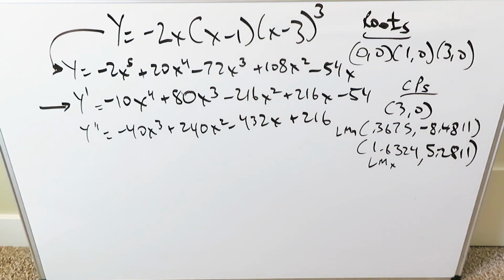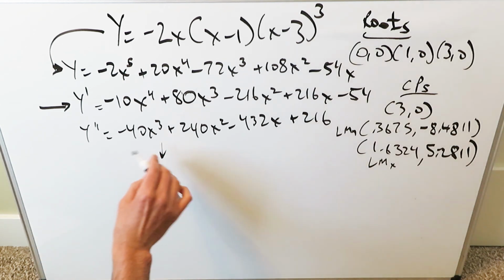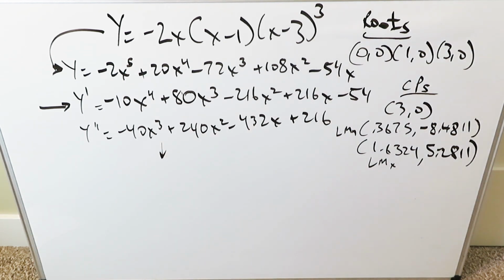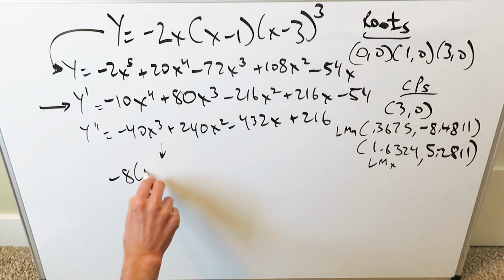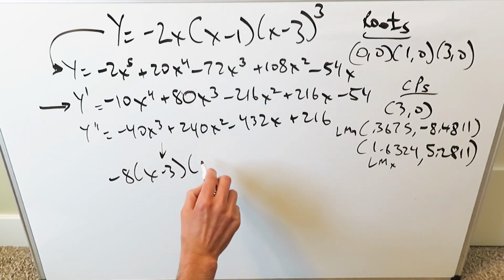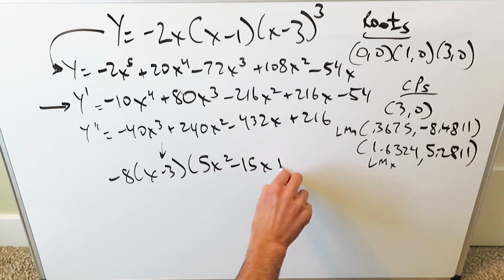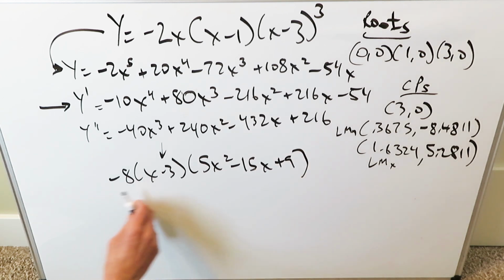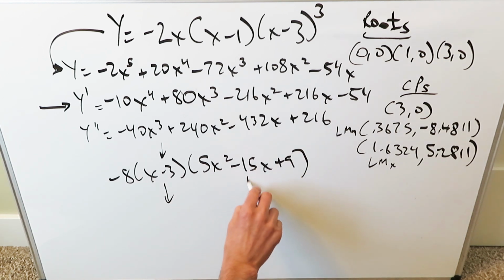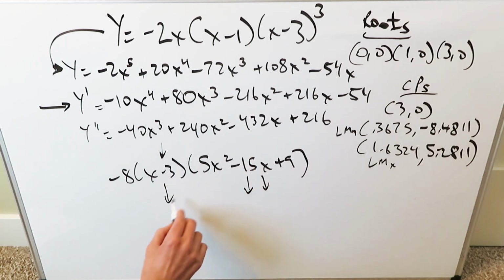Now what we have to do is determine our inflection points. How can we do that? You look at your second order derivative. If you were to refactor this using your algebra techniques, we can do it. We'll have minus 8 parentheses x minus 3 parentheses 5x squared minus 15x plus 9. From here you'll have 3 values. From here you'll have 1. From here you'll have 2 values. Here you're getting a 3.